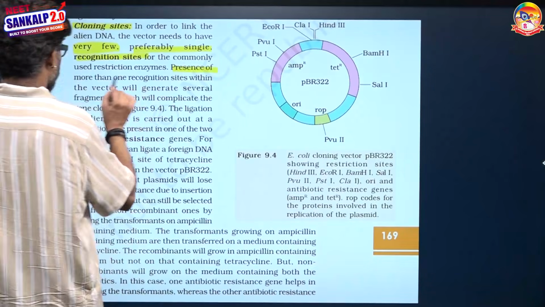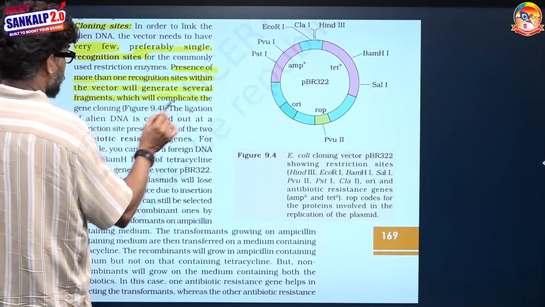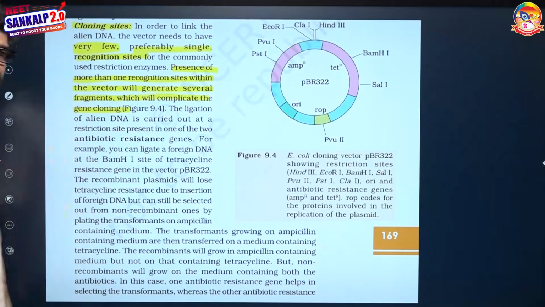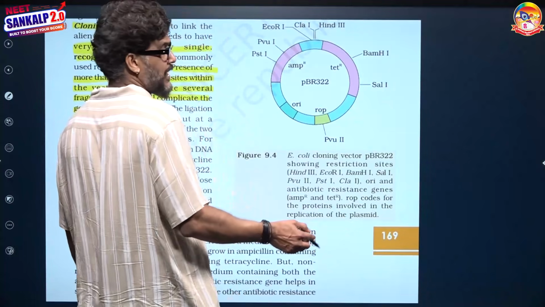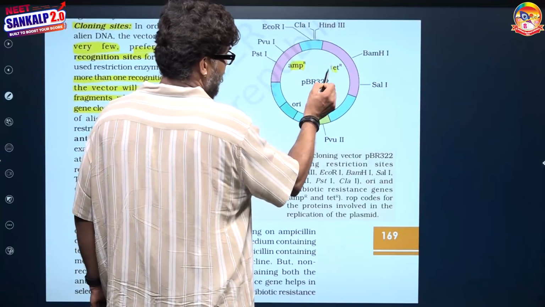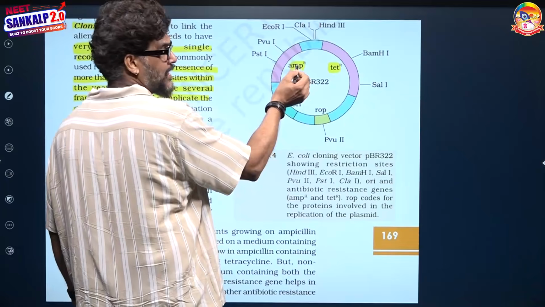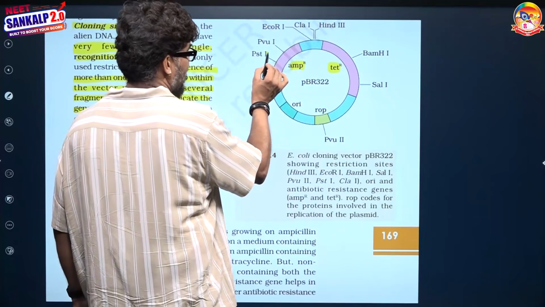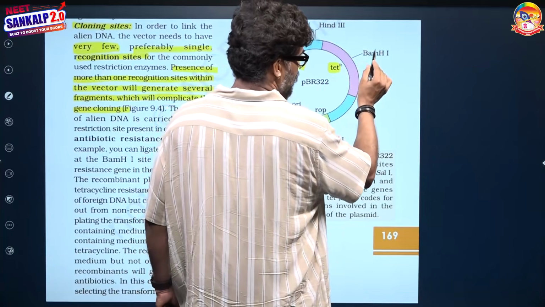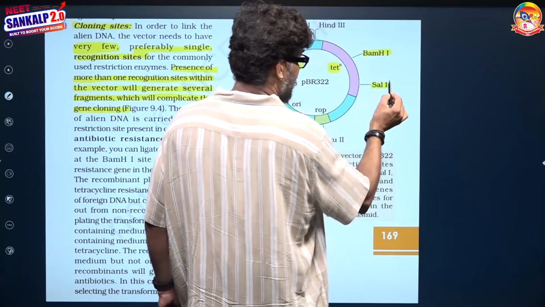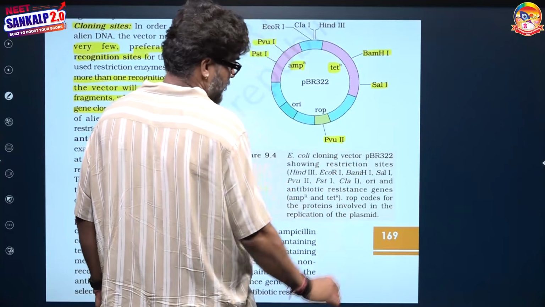The presence of more than one recognition site within the vector will generate several fragments, which will complicate the gene cloning. Here pBR322 is mentioned, in which two selectable markers, the ampicillin resistance gene and the tetracycline resistance gene, are shown. In the ampicillin resistance gene there are two restriction sites, PstI and PvuI. In the tetracycline resistance gene there are also two recognition sites, BamHI and SalI. In the replication of plasmid region there is one recognition sequence, PvuII.